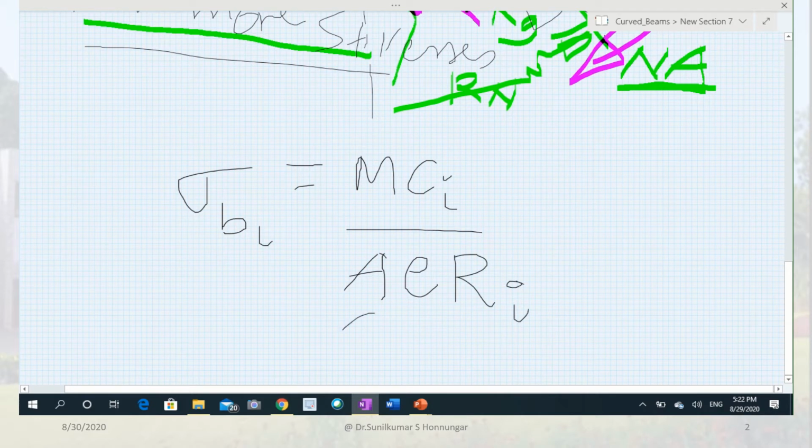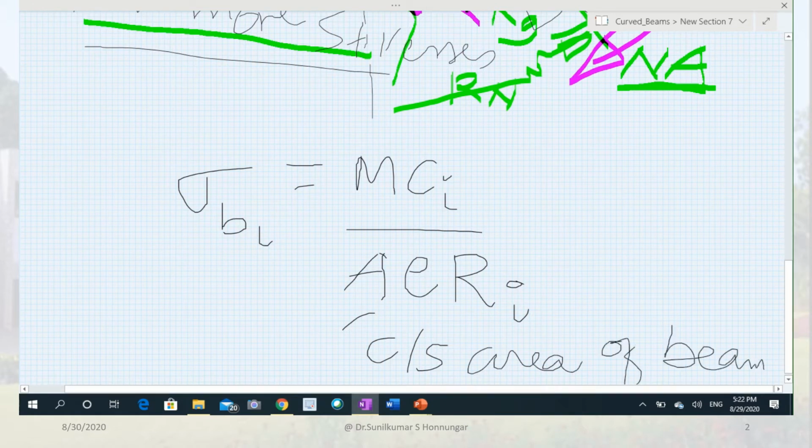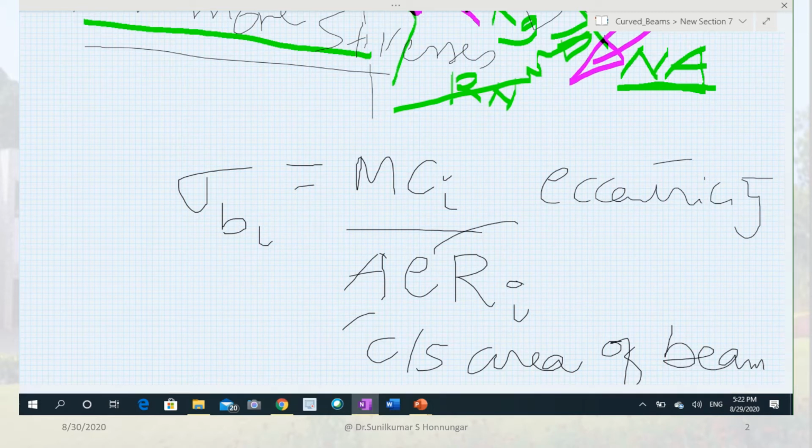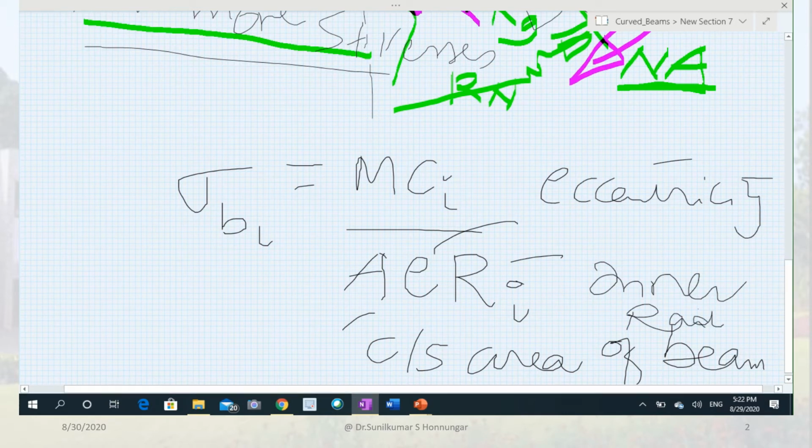So what is that? A is the cross section area of the beam. And what is e? e is the eccentricity. I think I have narrated eccentricity already. Eccentricity is basically the difference between the geometrical axis and the neutral axis. And what about Ri? It is the inner radius. What is that inner radius? From the center of curvature to the inner fiber. And what about M? M is the bending moment applied.